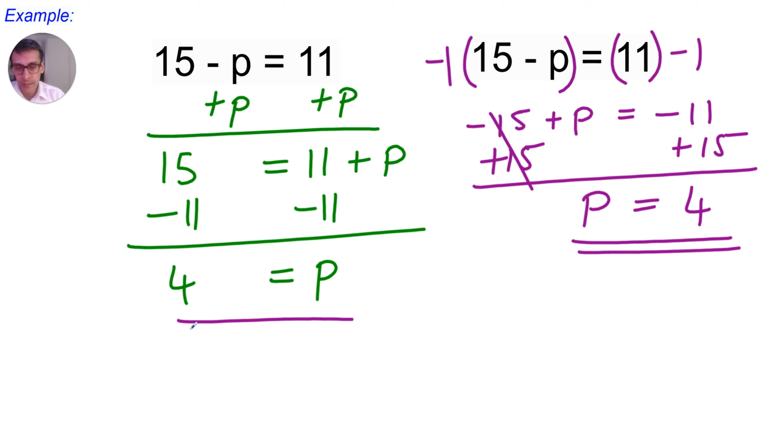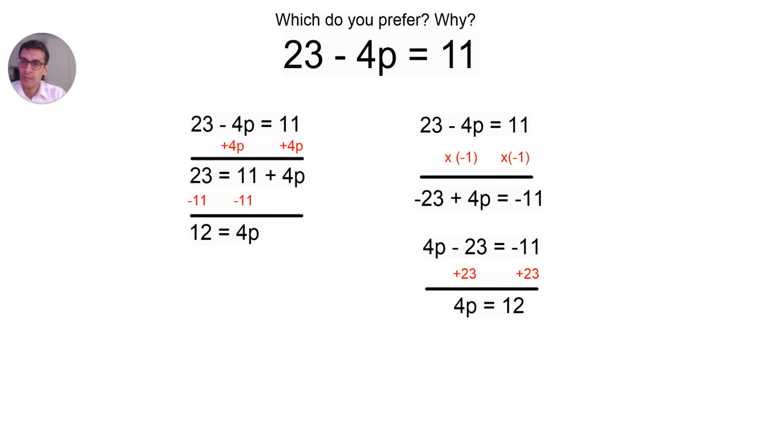Now, I would say in both of these examples, the one on the left is probably a bit easier, but in some questions, the method on the right is going to be preferable, and it's going to make it a lot easier to do. But both of these methods are methods you should be confident in using. So here's another example of a question where you've multiplied both sides by negative 1. So we prefer to use brackets rather than writing it like that. And then you can see in both cases we get the same answer.